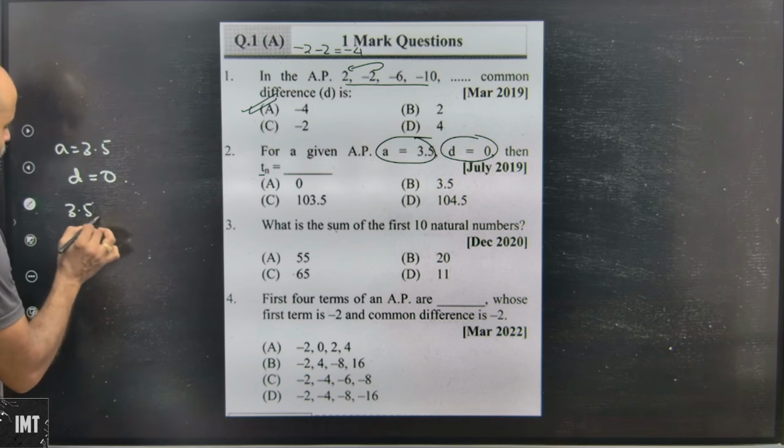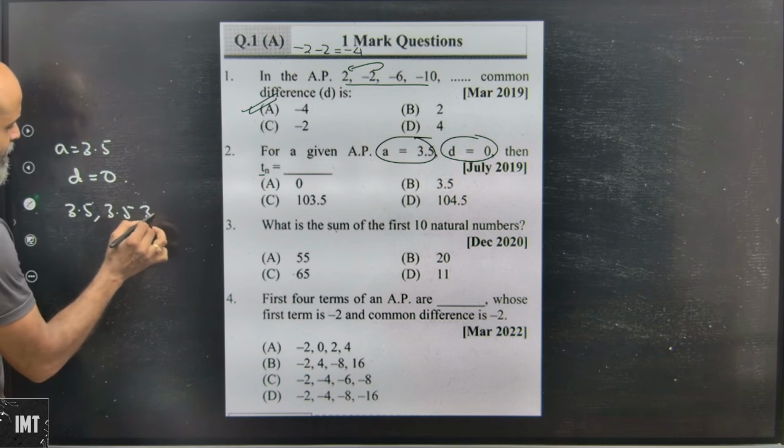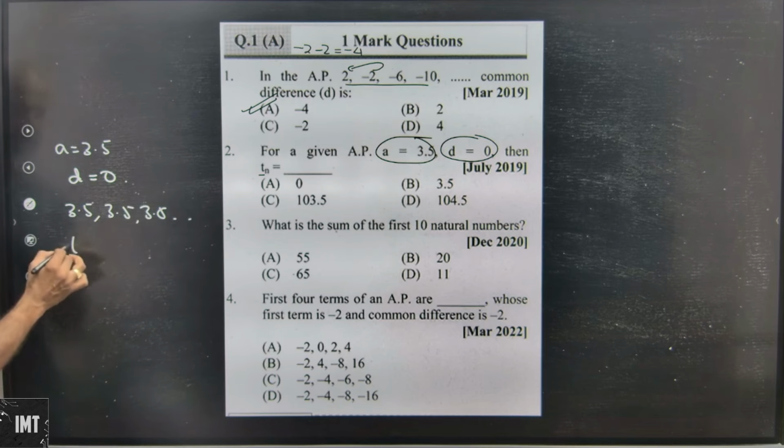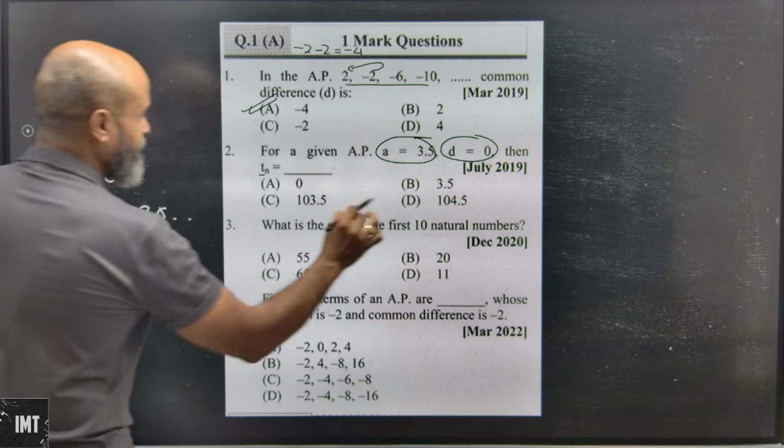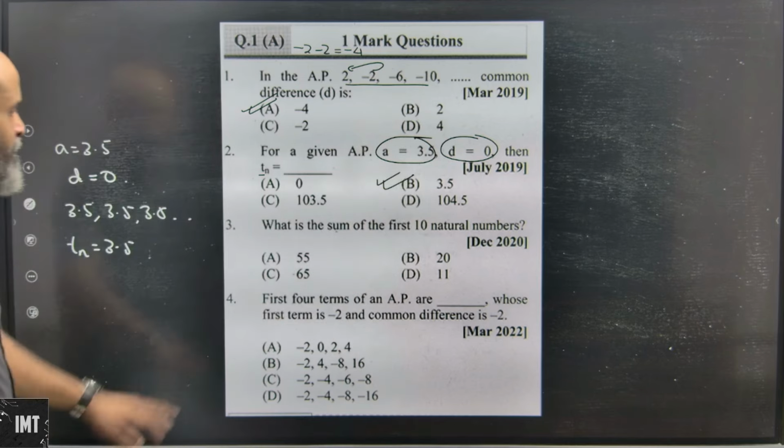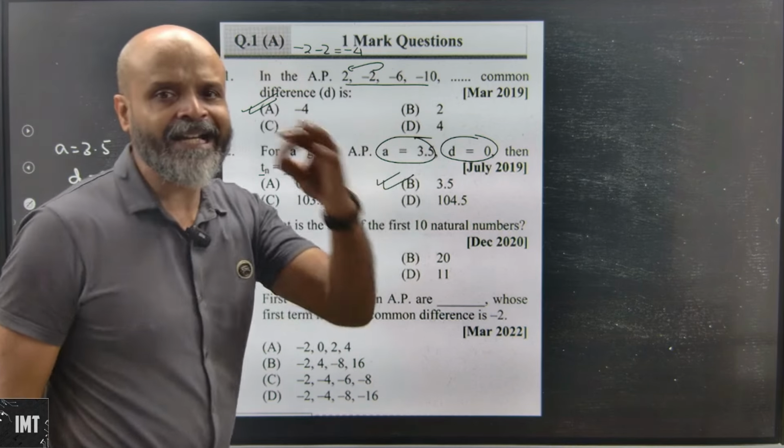So it will be 3.5, 3.5, 3.5. So it's but obvious that the nth term would also be 3.5. What is the sum of the first 10 natural numbers?